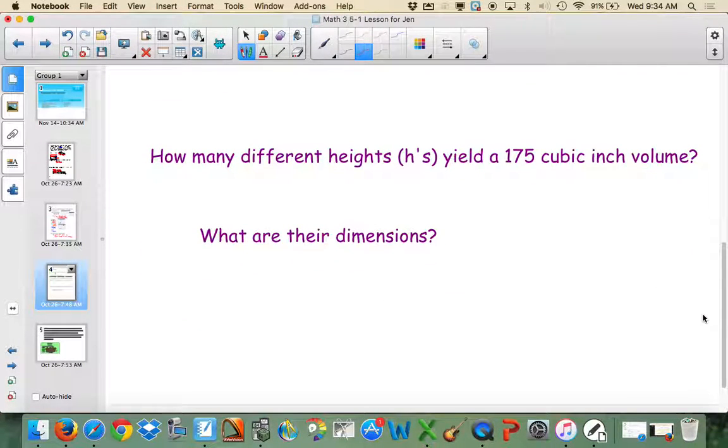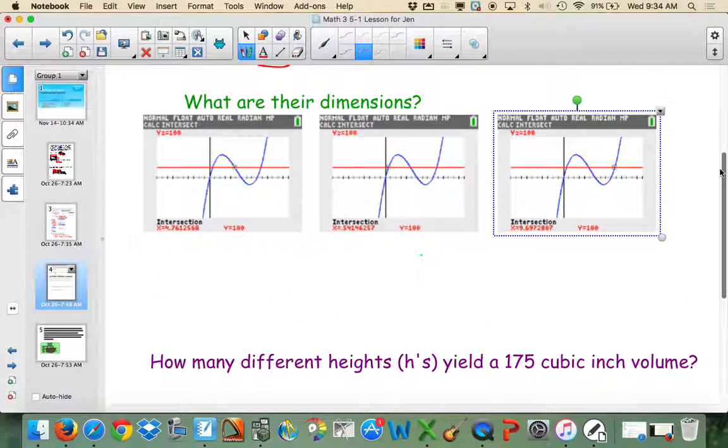All right, how many different heights yield a 175 cubic inch volume? To save time here, you would do the same thing, except you'd go in and graph the line y equals 175, but I think we can get to the same point here. Do all of these make sense? And the answer is no, they don't all make sense, because we know that there was a limit on what our x was allowed to be. Remember all the way at the beginning when we were talking about what's the most we could cut out of those little squares, and we said that 6 was the biggest.